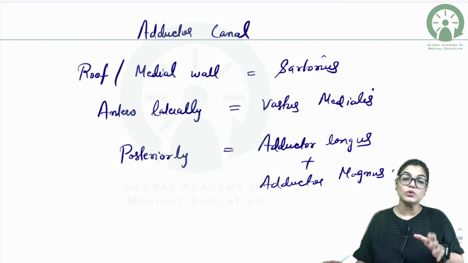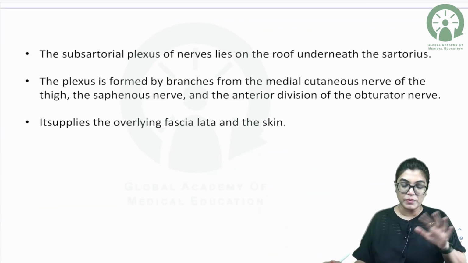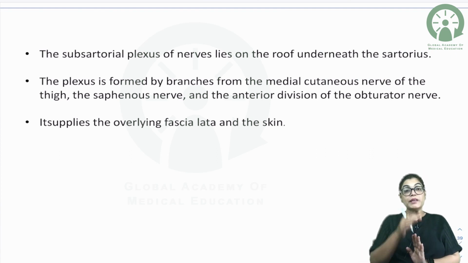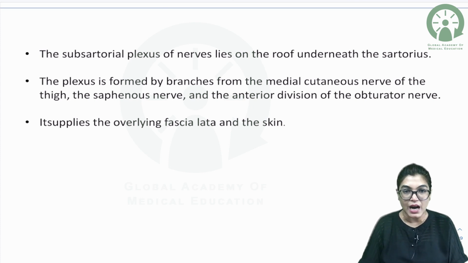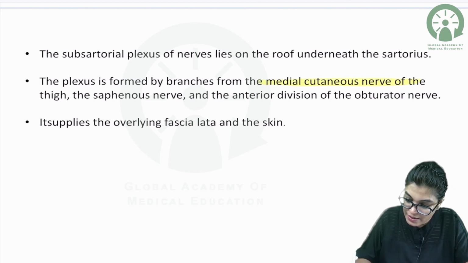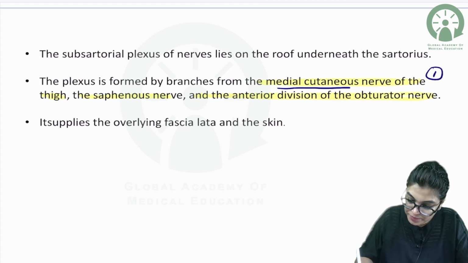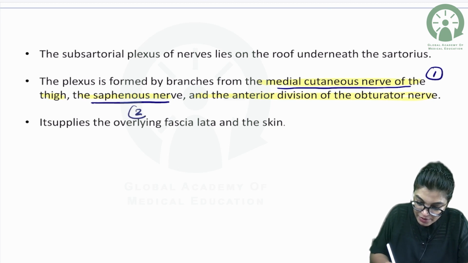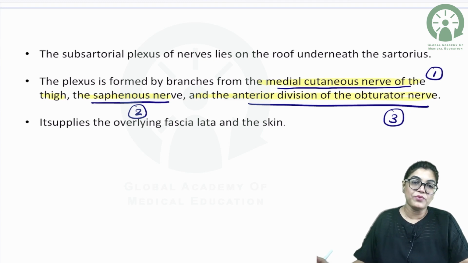The next important point is to know the content of adductor canal, and then I would like to tell you about the subsartorial nerve plexus. So, please firstly note down subsartorial nerve plexus. As I told you, beneath the sartorius muscle we have a nerve plexus, and 3 nerves contribute in the formation of the subsartorial nerve plexus. These nerves are the medial cutaneous nerve of thigh, saphenous nerve, and the anterior division of obturator nerve. So, please note down the 3 nerves: medial cutaneous nerve of thigh, saphenous nerve, and anterior division of obturator nerve. It supplies the overlying fascia and the skin.